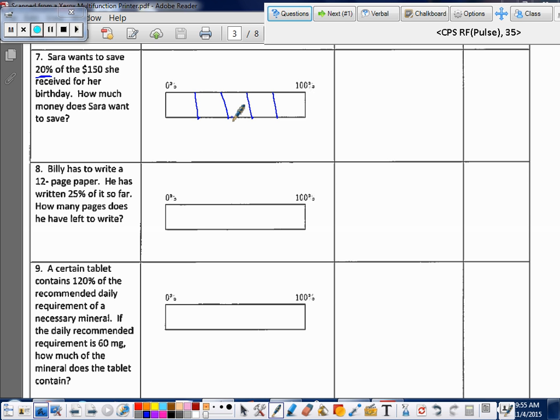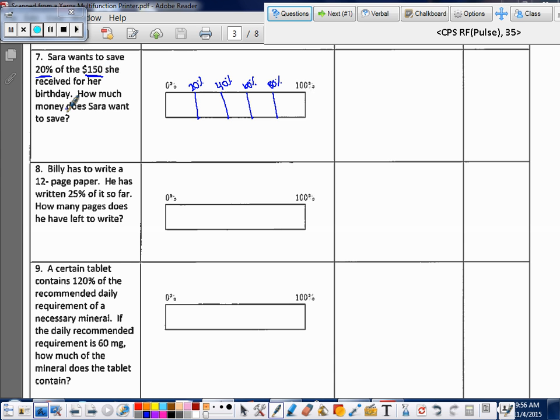20%. This is 20%. This is 40%. This is 60%. This would be 80%. And then finally we have 100%. Now, if the whole bar is 100%, we need to figure out how this $150 figures into it. There's always a part, there's always a whole.